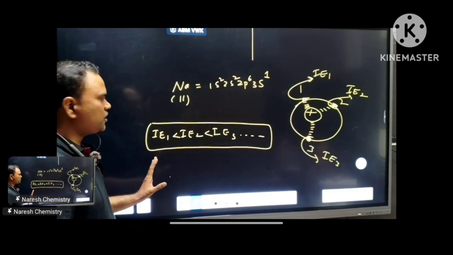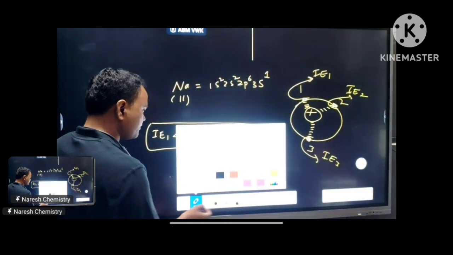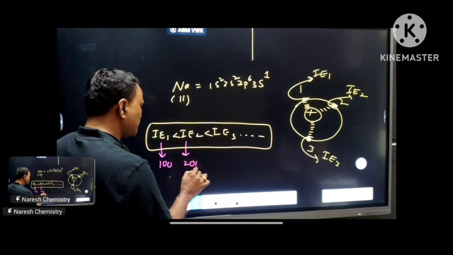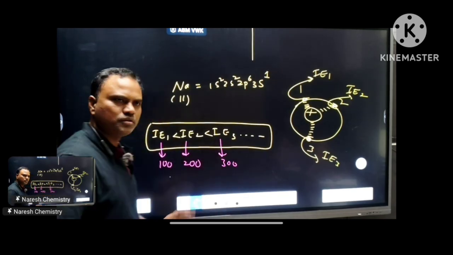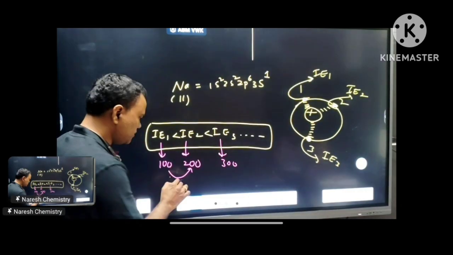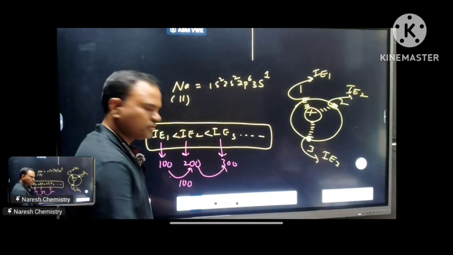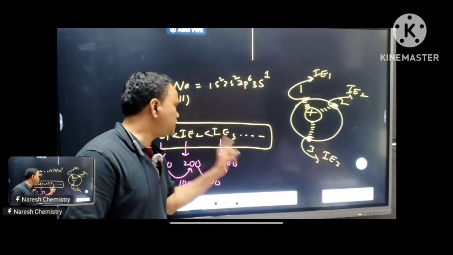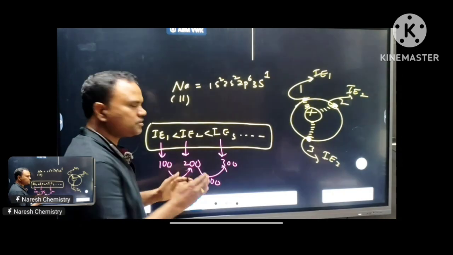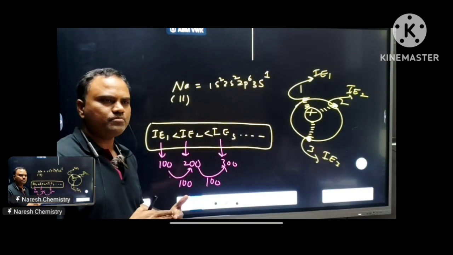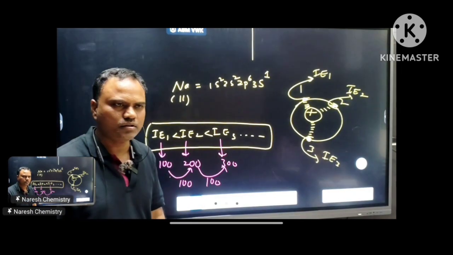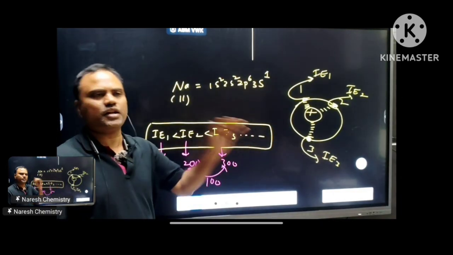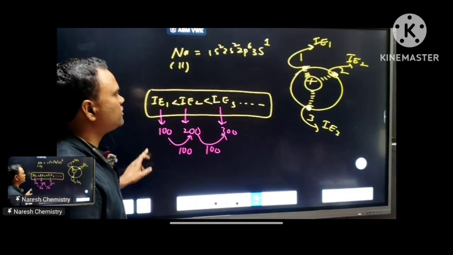Okay. If we give some values like this, 100, 200, 300, what is the increase? Tell me. 100. See, of course, IE2 is greater than IE1, IE3 is greater than IE2, no doubt. But see, is the increase considerable? Not that high. A 100 increase here, also a 100 increase, right? But overall, IE1 is less than IE2 is less than IE3. Clear? Okay.